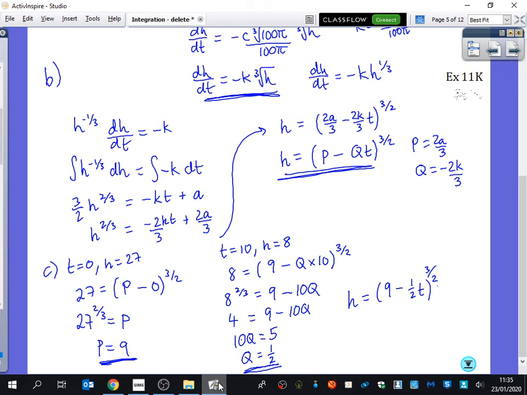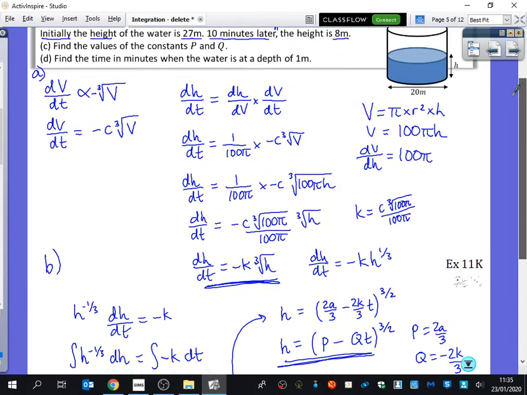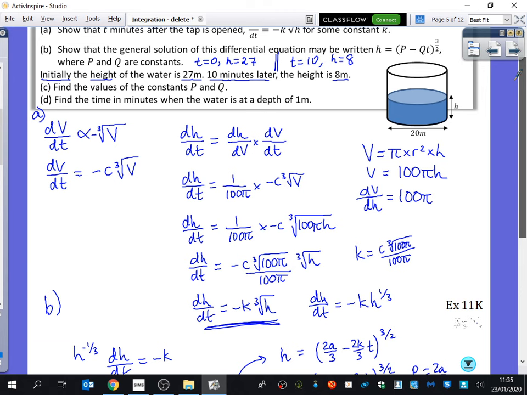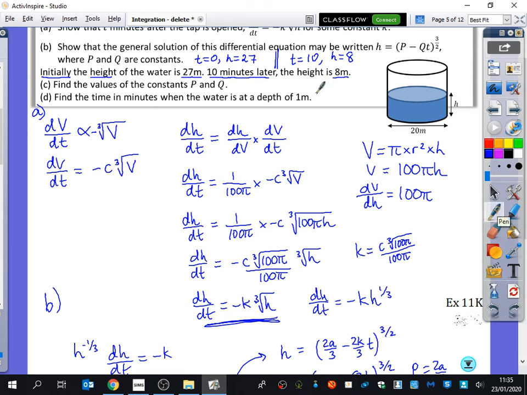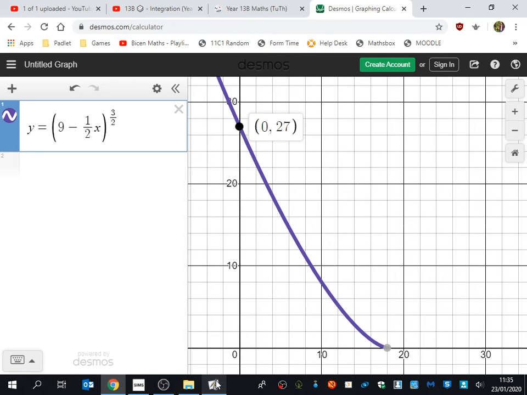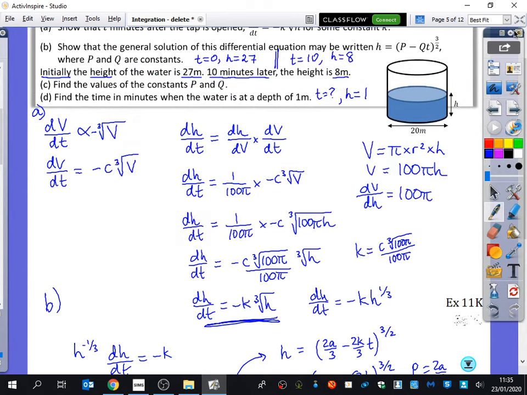We're now actually going to do part D of the question. Find the time in minutes when the water is at a depth of 1 meter. So we're now saying, what is t equal to when h is equal to 1? And we can predict that by looking at my graph. When the height is 1 is somewhere over here, right? Looks like I'm probably going to get an answer of about 16-ish, okay? So let's make that come to life.